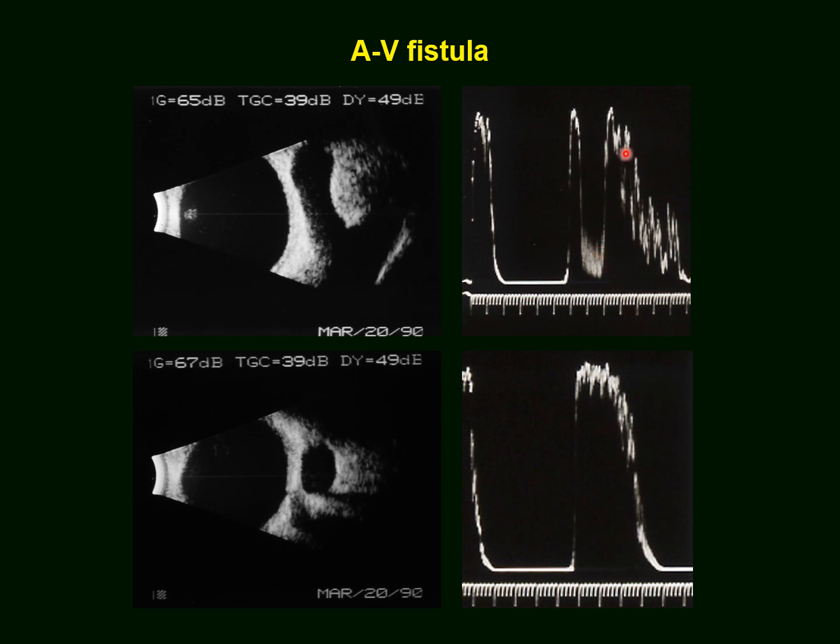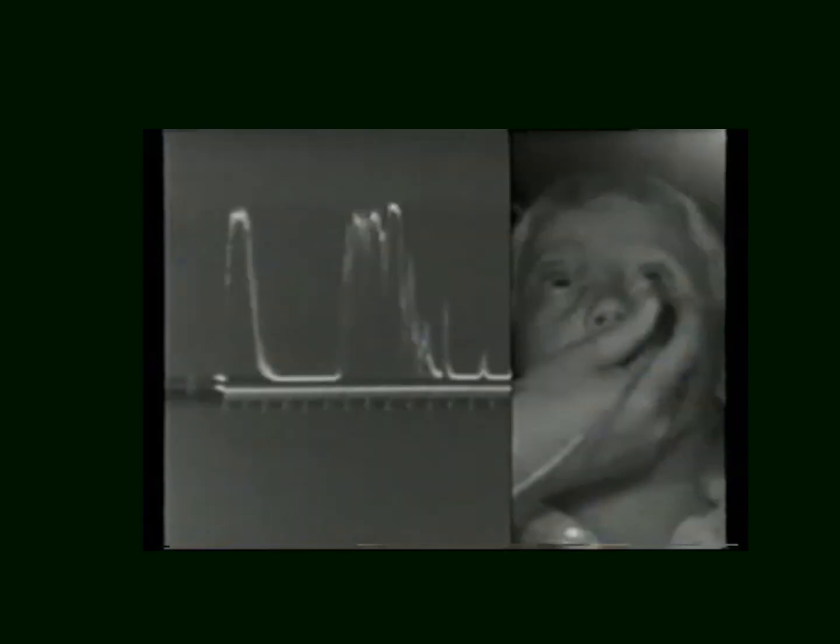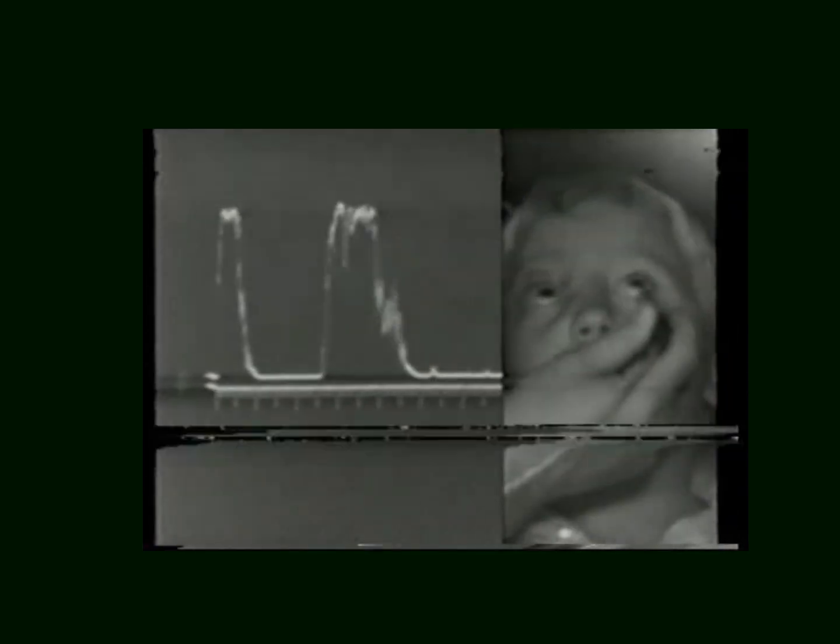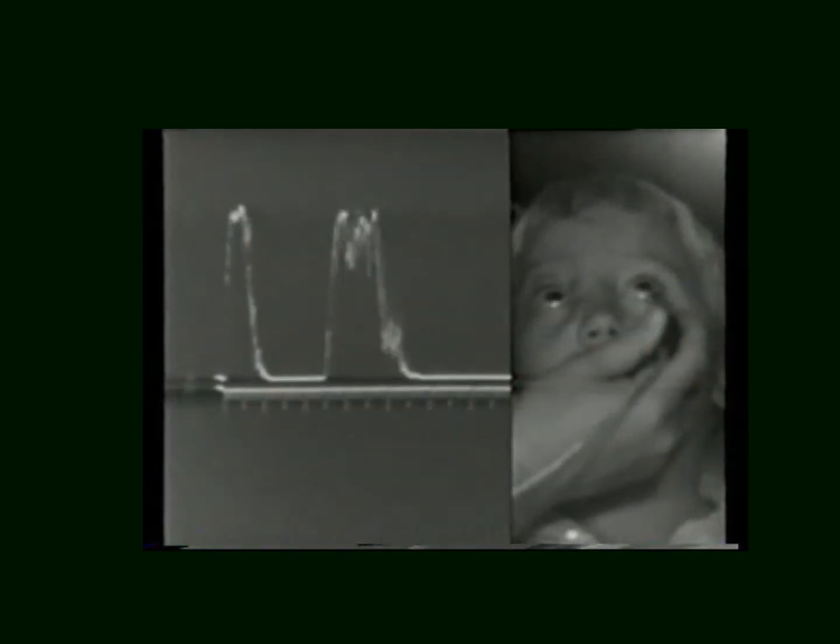This is, by contrast, the normal orbital A scan surrounding the AV fistula. And here we have the AV fistula in A scan kinetic echography.